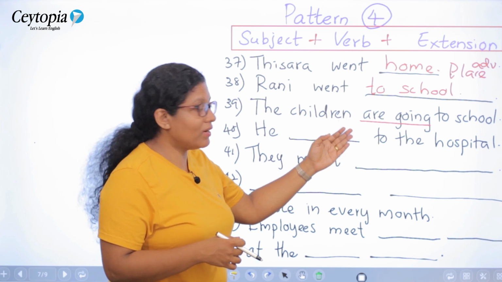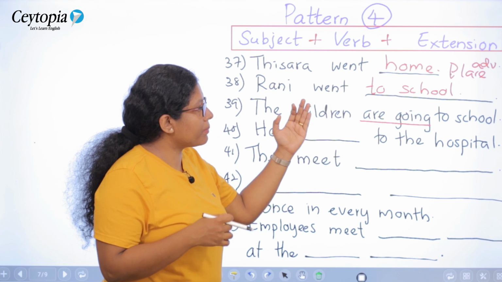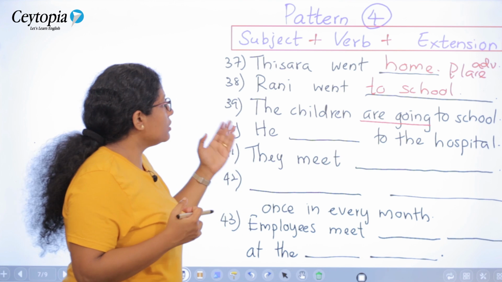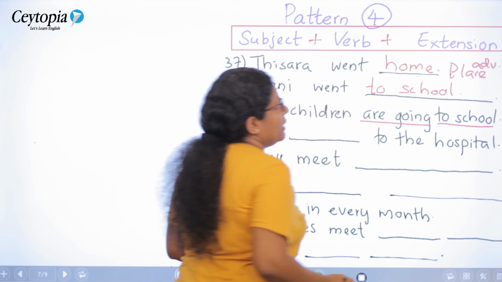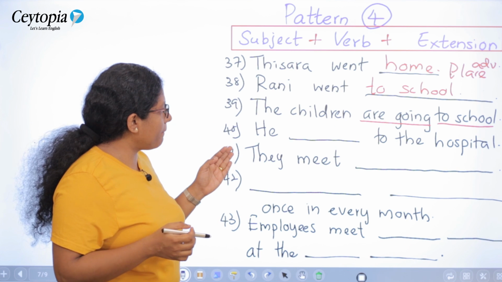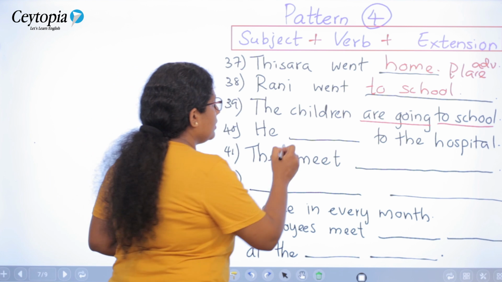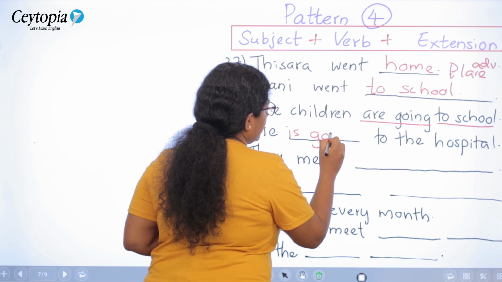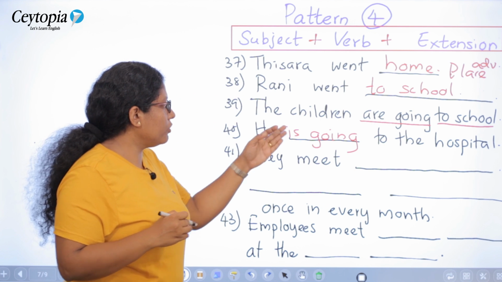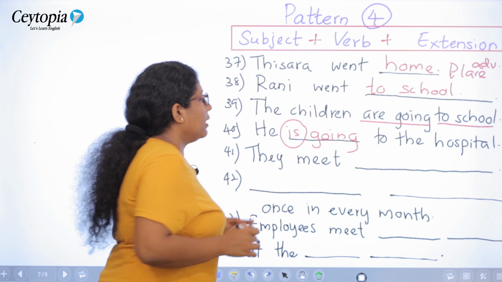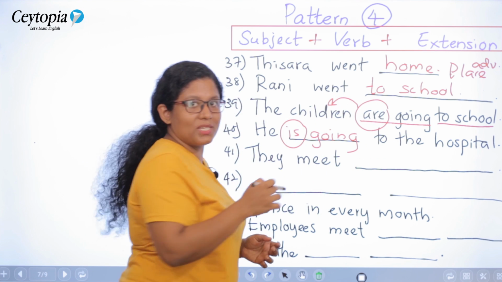The children are going to school. This time you have a two-word verb, are going. It indicates a present continuous idea. The children are going to school, and you have the same place adverb. Next example, he to the hospital. Let's substitute. He is going to the hospital. To match with the subject he, we use the helping verb is. In this case, we have the helping verb are to match with the plural subject.